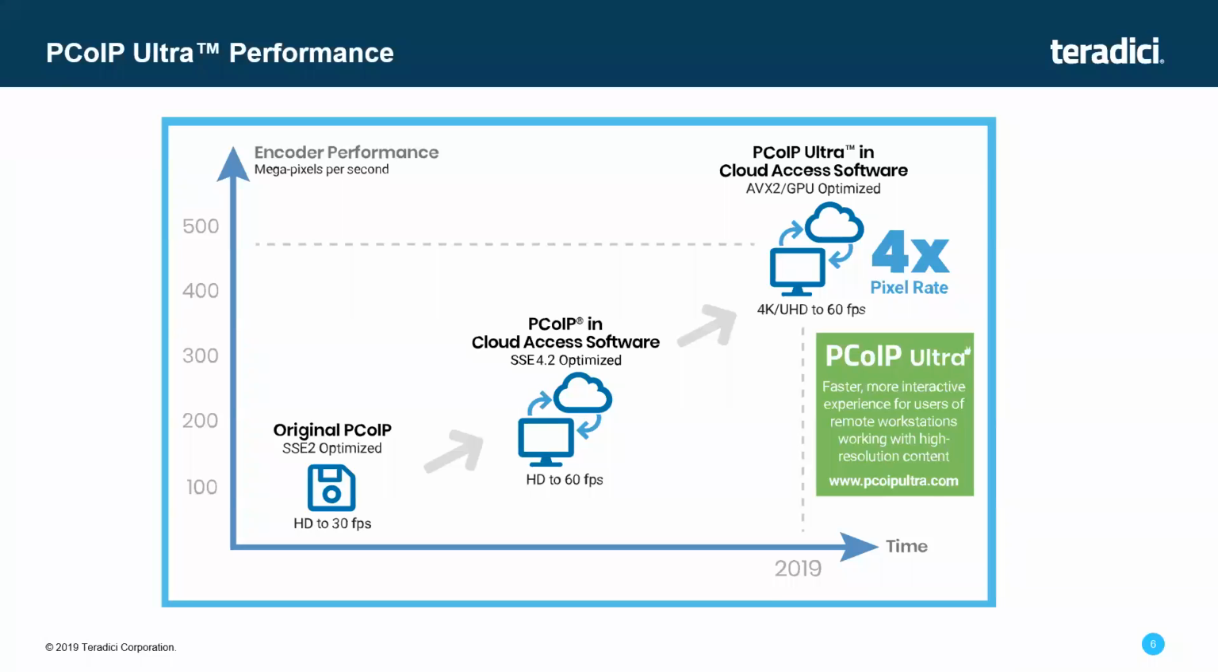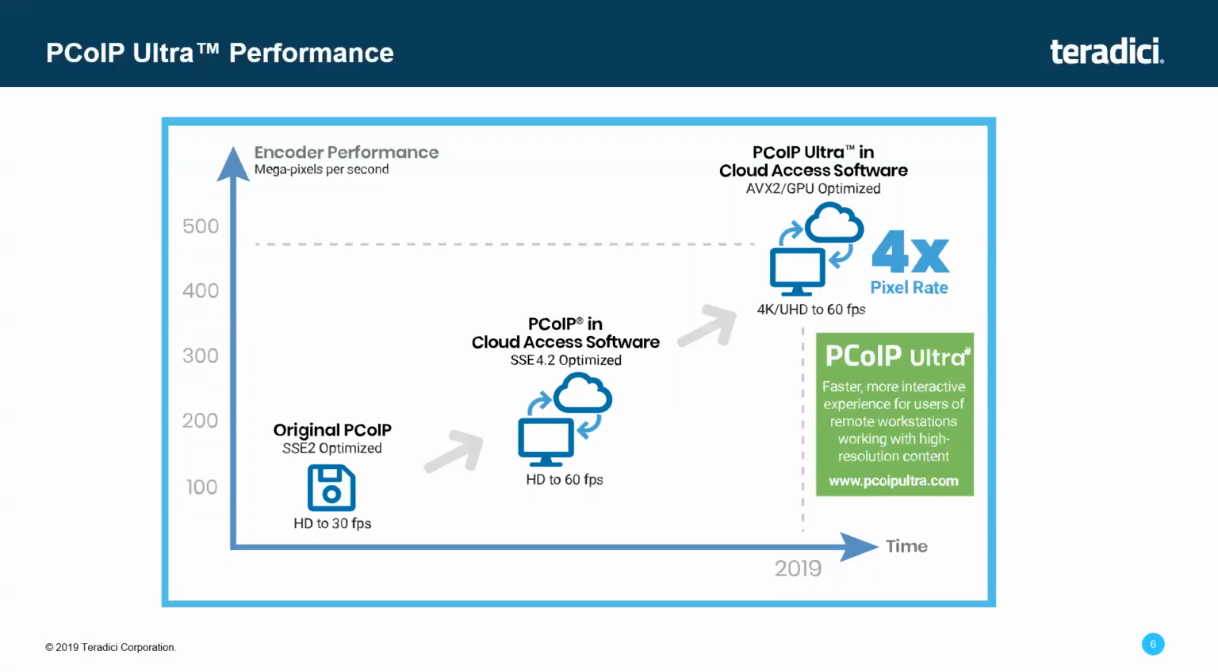When we did that partnership with VMware in 2009, we had the SSE2 optimized version of PCoIP in VMware Horizon. And again, that's on the bottom left there. And that's sort of capable of doing 1080p 30 frames per second. And for those of you who may not know, SSE stands for Streaming SIMD Extension, which is an instruction set or feature that is available in most x86 or Intel or AMD type CPUs today.